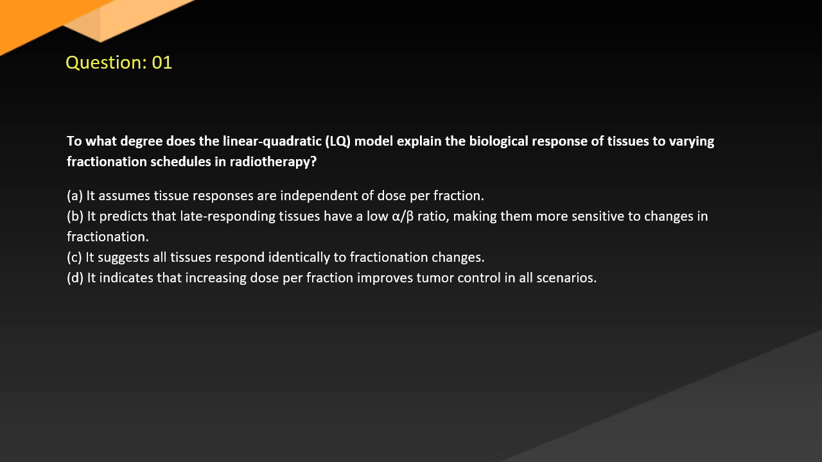Question 1. To what degree does the linear quadratic (LQ) model explain the biological response of tissues to varying fractionation schedules in radiotherapy? A. It assumes tissue responses are independent of dose per fraction. B. It predicts that late responding tissues have a low α/β ratio, making them more sensitive to changes in fractionation. C. It suggests all tissues respond identically to fractionation changes. D. It indicates that increasing dose per fraction improves tumor control in all scenarios.